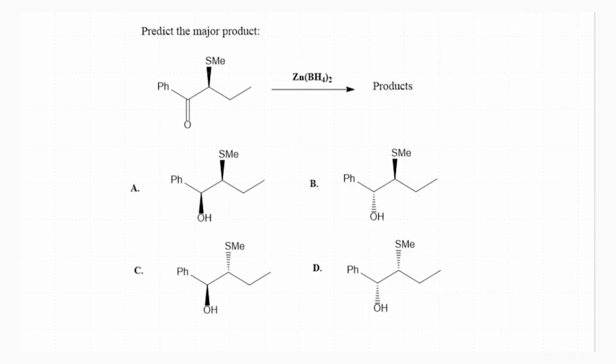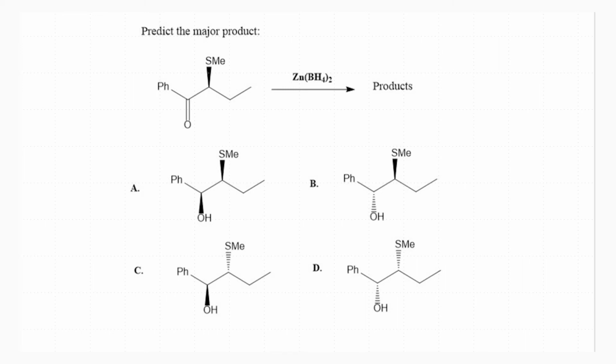In the next problem, we again have a borohydride-based reduction reaction. Here we are dealing with a derivative of acetophenone. So this again has an SMe group here, and you're adding zinc borohydride, and you are trying to figure out the products that are formed. Again, the strategy is very similar.